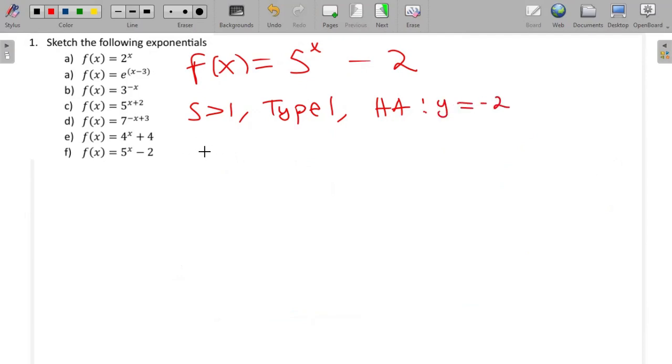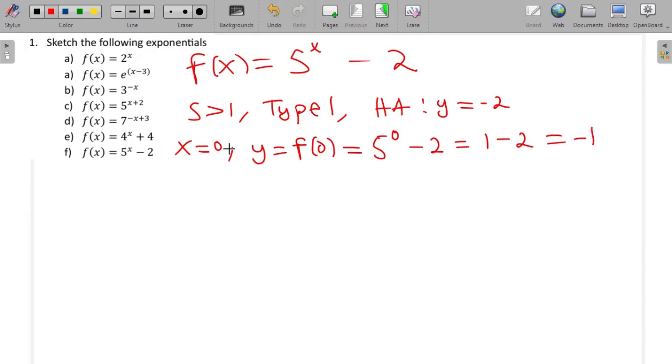Okay, and then I find the y-intercept by setting x equals 0. So y will be equal to f of 0, which will just be 5 to the power 0 minus 2. And this will be 1 minus 2, which will just be minus 1. So the y-intercept is at (0, minus 1).